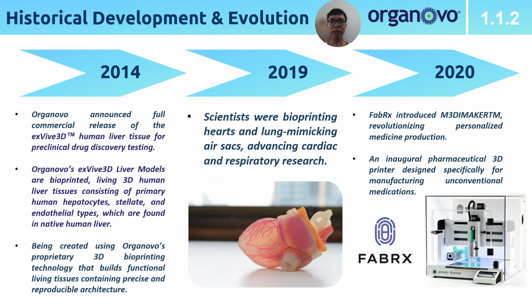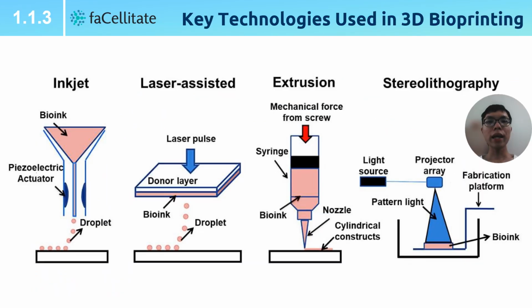In 2014, a bioprinting company known as Organovo launched 3D liver models. Five years later, hearts were bioprinted, and a device revolutionizing personalized medicine production was invented in 2020. There are several key technologies used in 3D bioprinting, such as inkjet, laser-assisted, extrusion, and stereolithography.